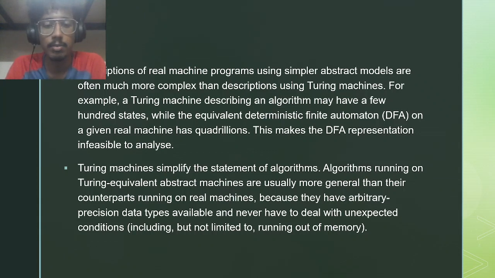Turing machines simplify the statement of algorithms. Algorithms running on Turing equivalent abstract machines are usually more general than their counterparts running on real machines because they have arbitrary precision data types available and never have to deal with unexpected conditions such as running out of memory.